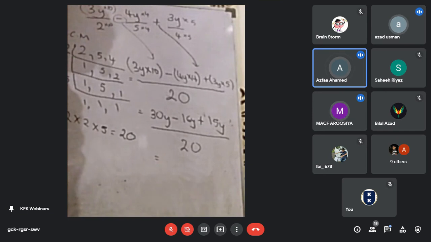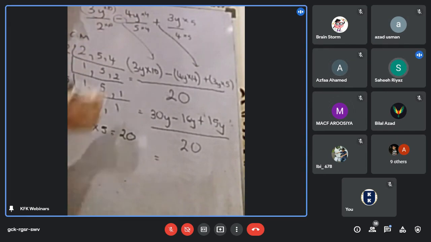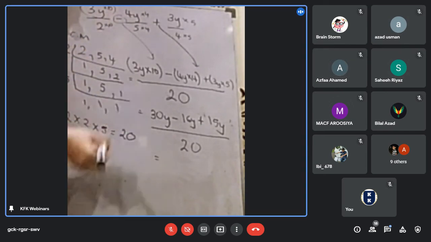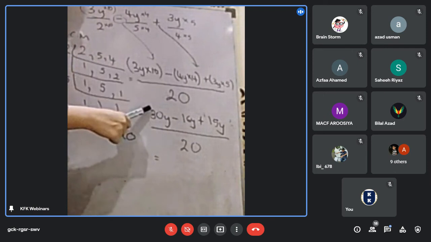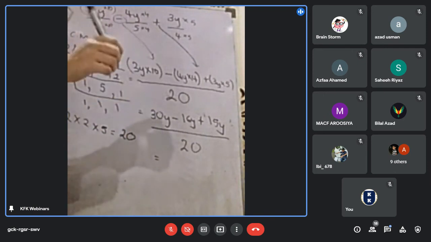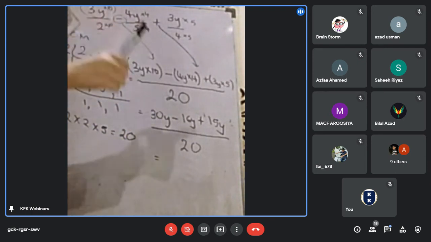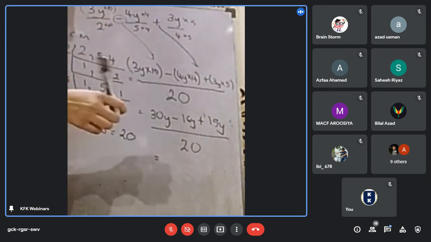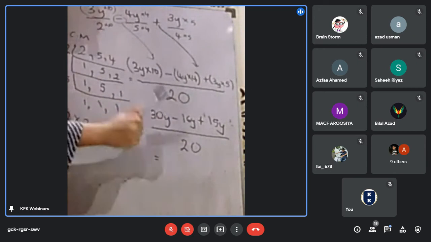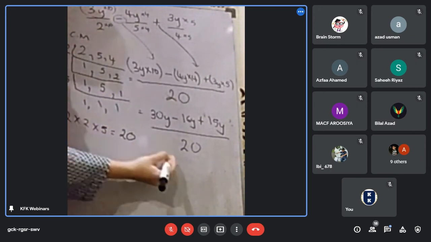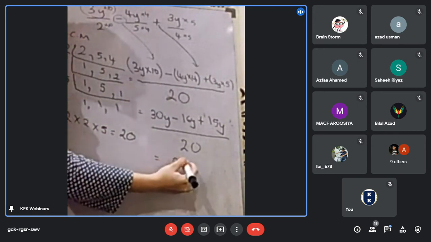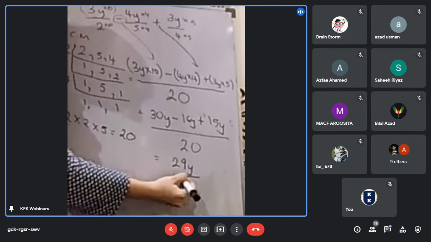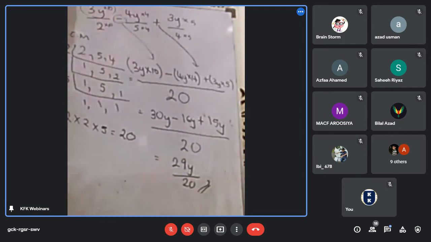Bodmas rule. Yes. Don't forget the Bodmas rule. The Bodmas says brackets, of, division, multiplication, addition and subtraction. So therefore addition is first and then subtraction. And so therefore it will be 29y divided by 20. Did you understand? Yeah. Okay.